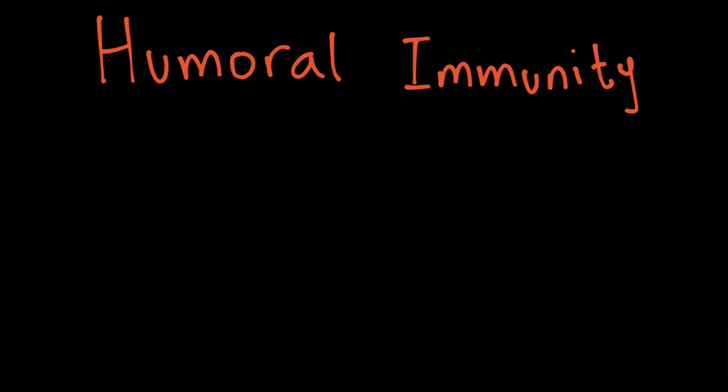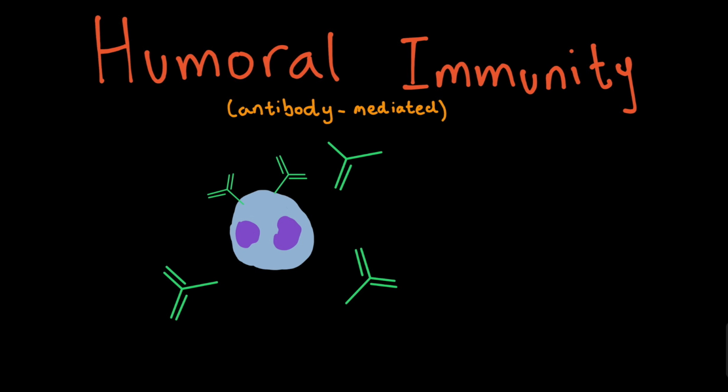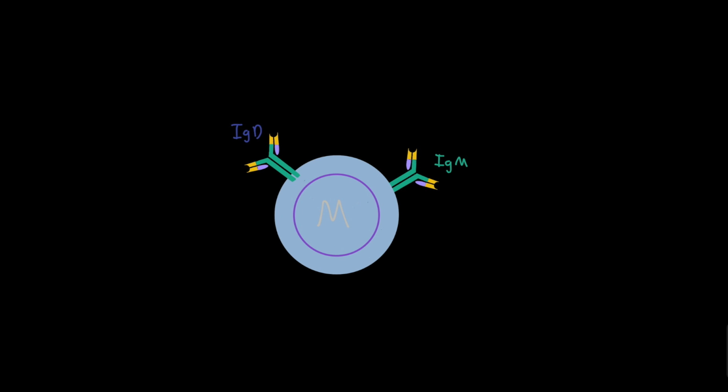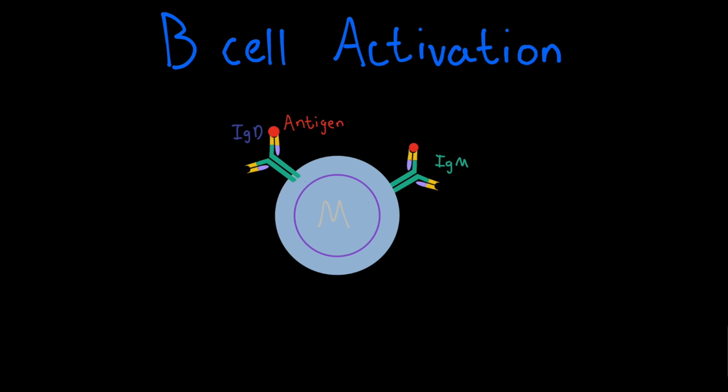Now let's discuss the mechanisms of humoral immunity. Now, as we discussed, humoral immunity is antibody mediated and relies on B cells producing antibodies. If you can recall from part 3, B cells will develop immunoglobulins Mu and delta. These immunoglobulins or antibodies bind to the antigen of a foreign pathogen and activate the B cell.